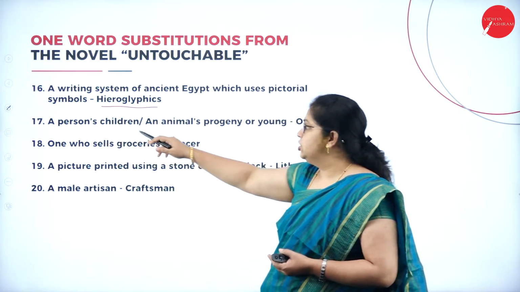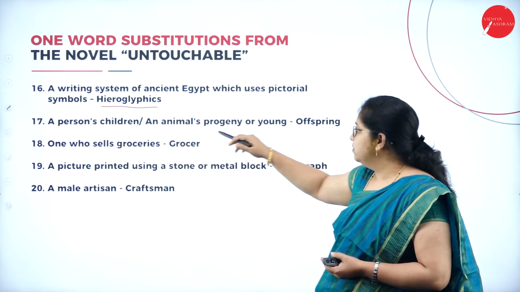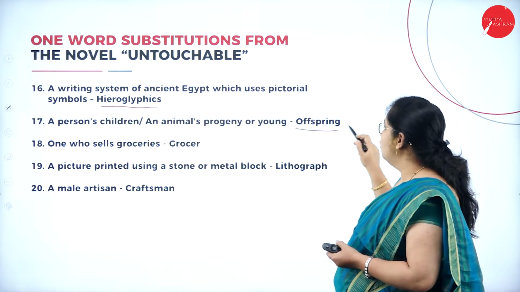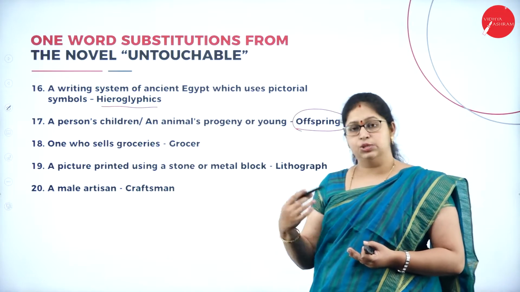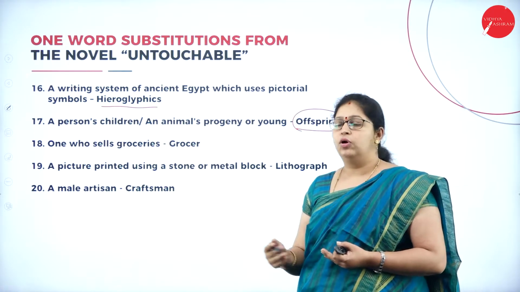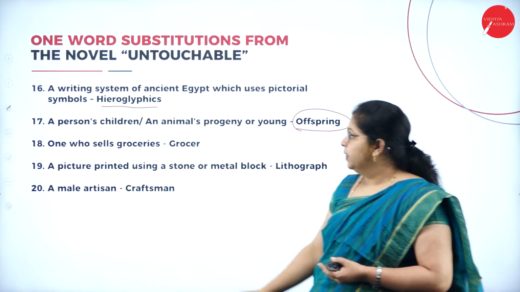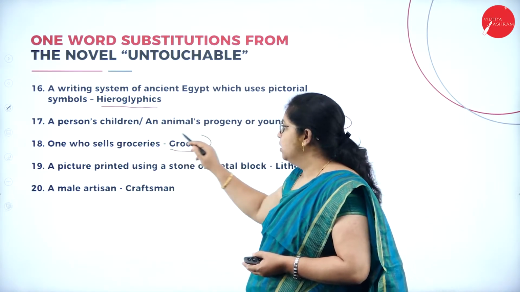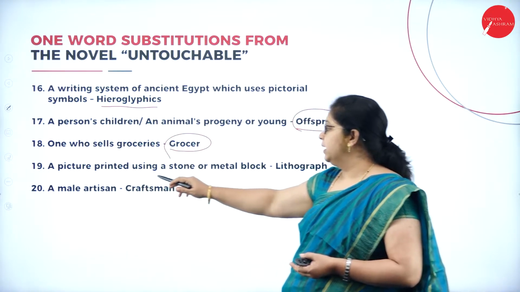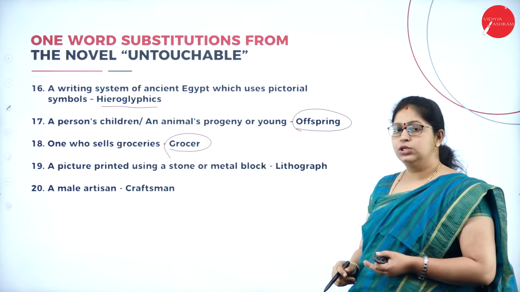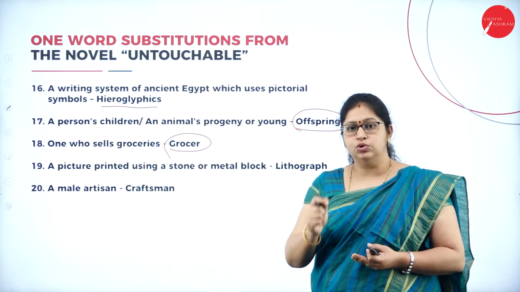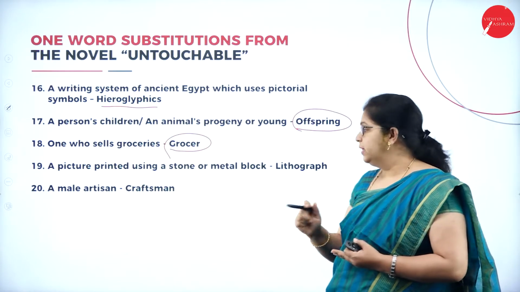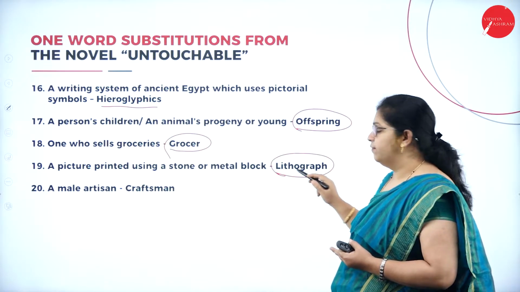Next, a person's children or an animal's progeny or young, the young ones are called offspring. Means the next ones, next generation are called offspring. One who sells groceries, you know this, commonly used, grocer. A picture printed using a stone or metal block. So, metal block or stone is used to paint the picture. It is carved and that is used for picturing. That is known as lithograph.